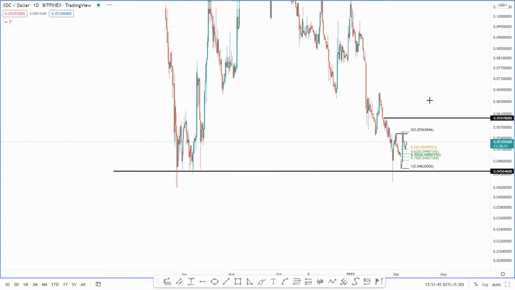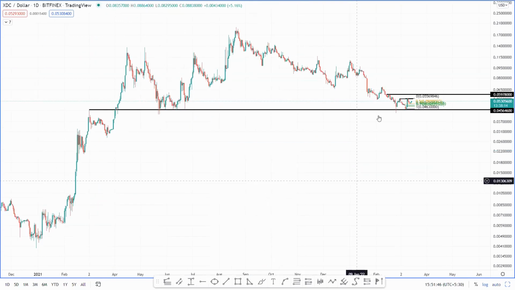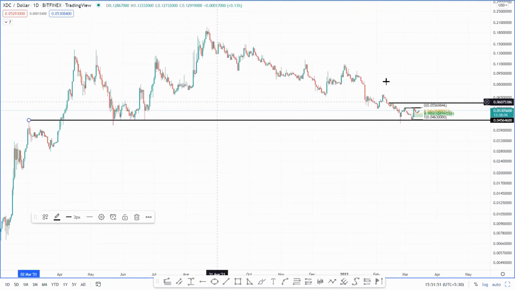So yeah, I think it's really interesting that it's at this particular support level and that we're seeing a massive spike in daily active addresses. So that's pretty much it for XDC.